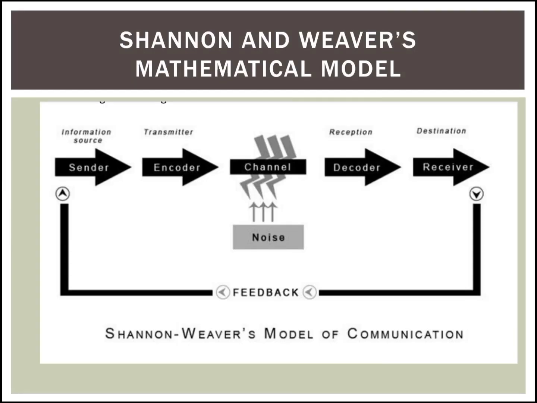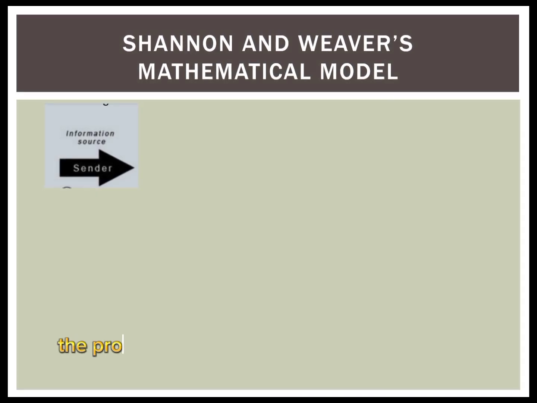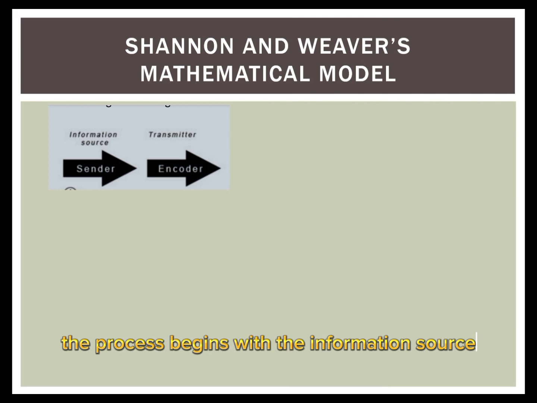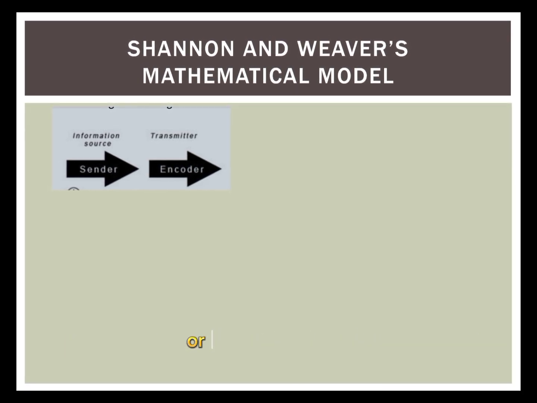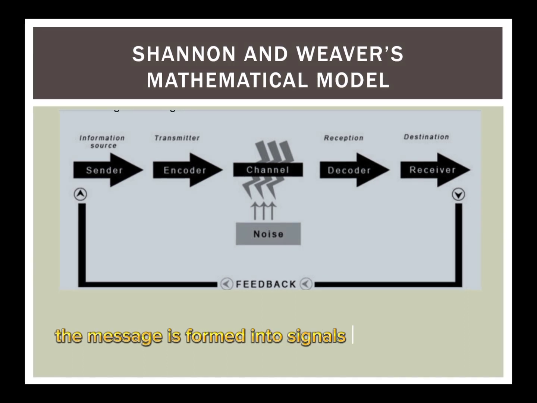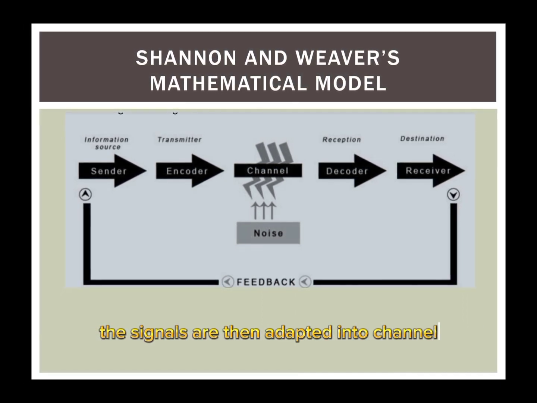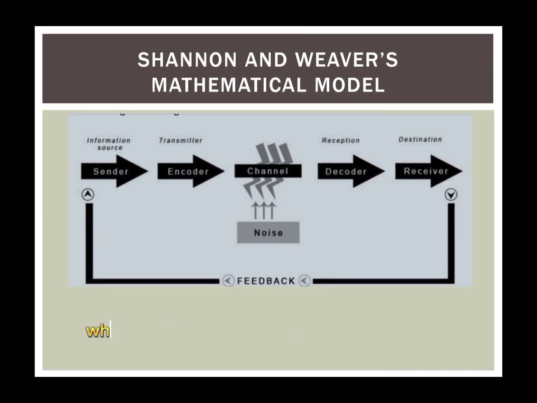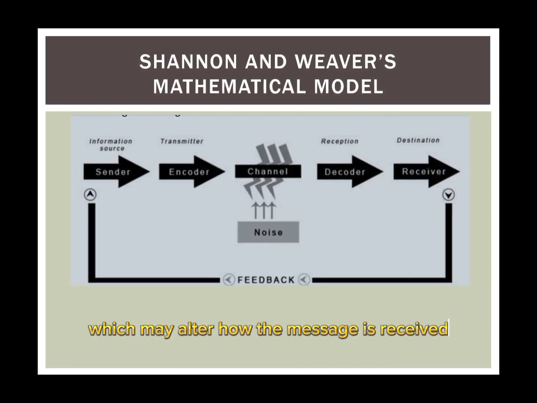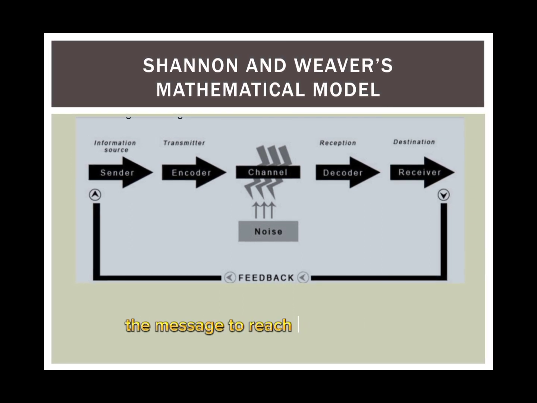Next, the Shannon and Weaver's mathematical model. Shannon and Weaver describe communication as a linear process. The process begins with the information source, which produces a message or a set of messages to be transmitted. The message is formed into signals by a transmitter. The signals are then adapted into a channel, affected by noise interference which may alter how the message is received. That leads to the receiver, which then reconstructs the message to reach the destination.